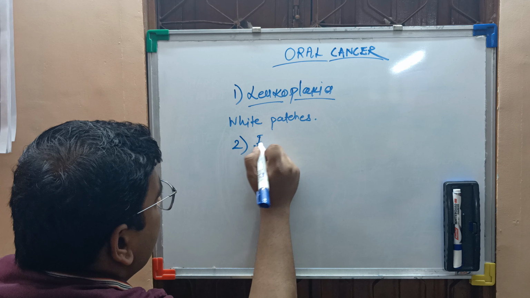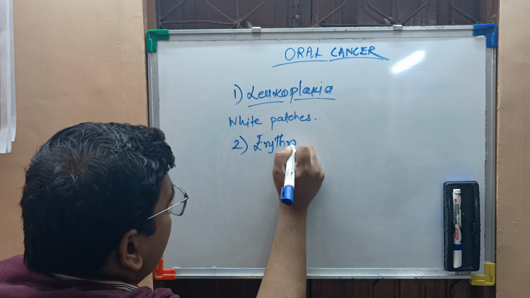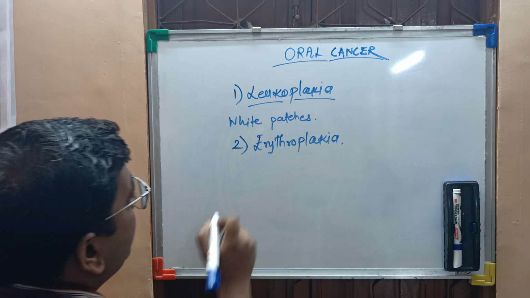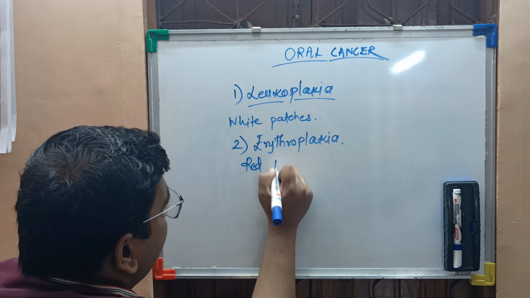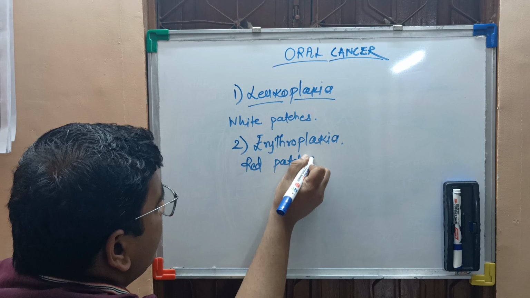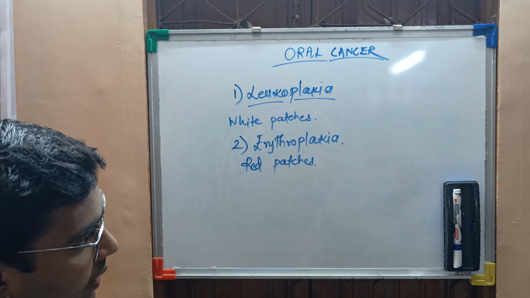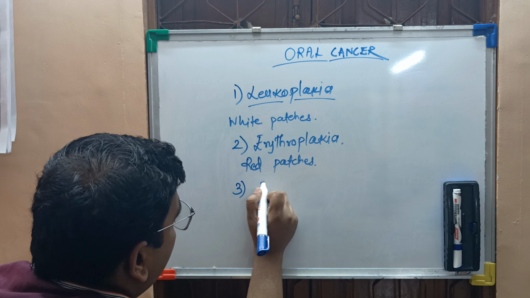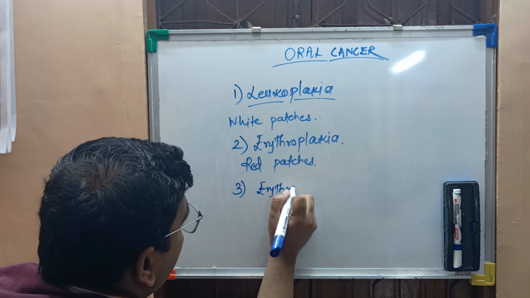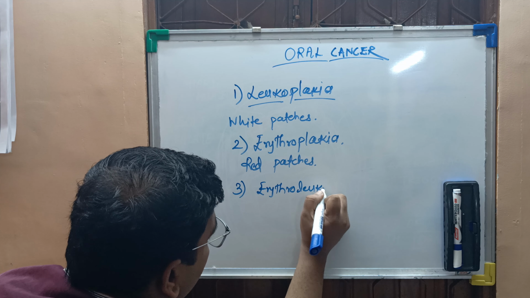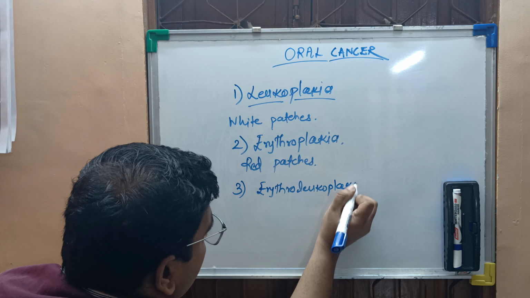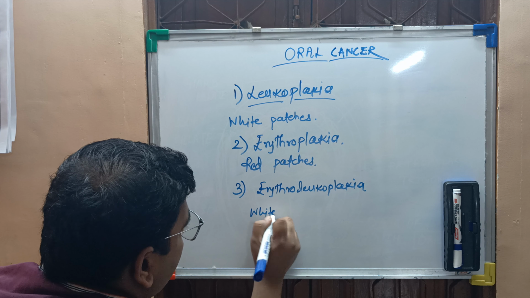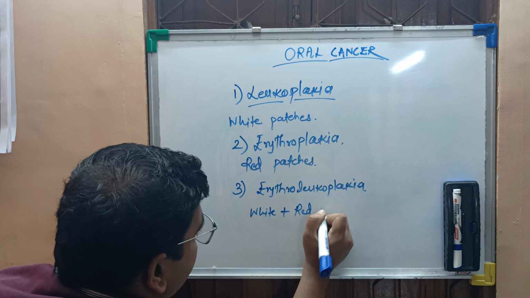The second one is erythroplakia. These are red patches. These are the most serious ones and may become malignant. And the third is erythroleukoplakia. This is a combination of white plus red patches.